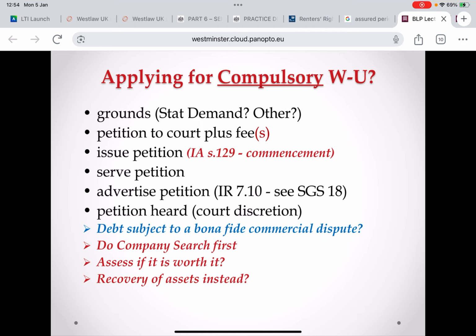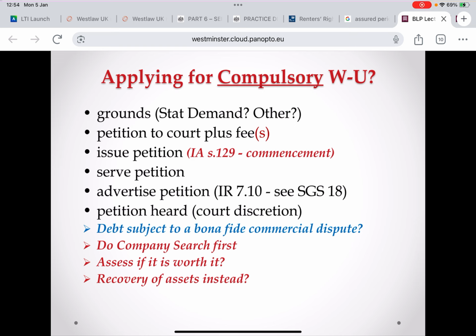The court, needless to say, has got discretion. Now, looking at the bullet points at the bottom, everybody, and I've just added a new one in blue. It is important that you should note that, indeed, if the reason why the debt has not been paid is because there is a bona fide commercial dispute, we shouldn't really be going down this path at all. Bona fide commercial disputes over debts should be resolved via civil litigation.